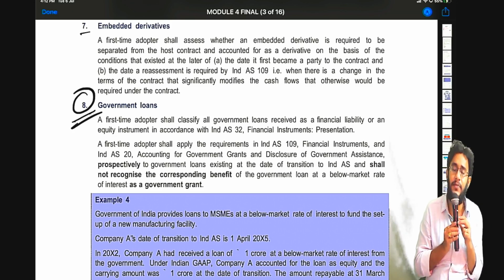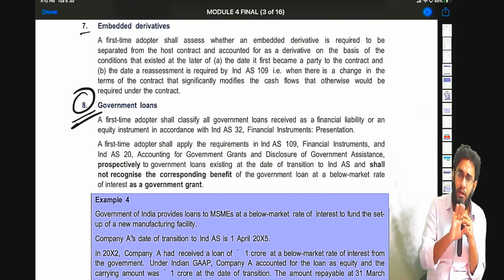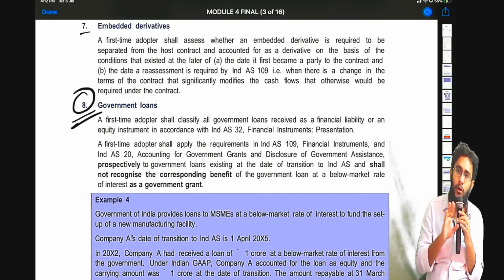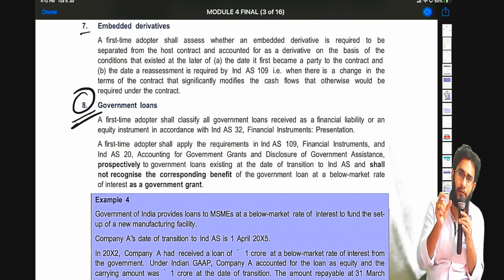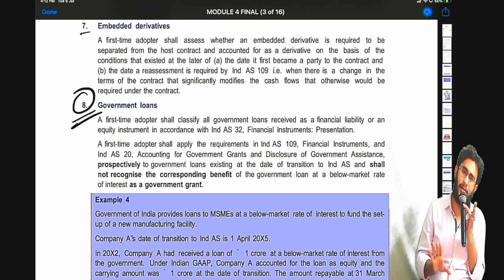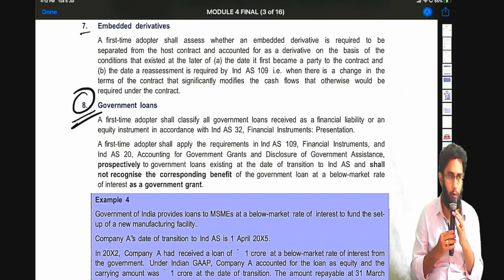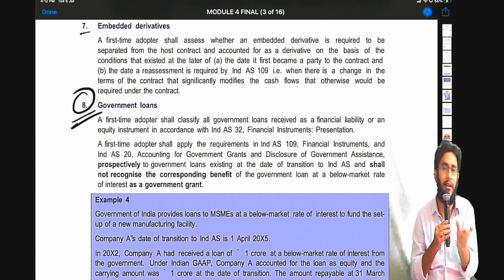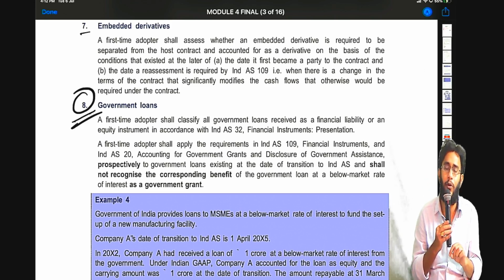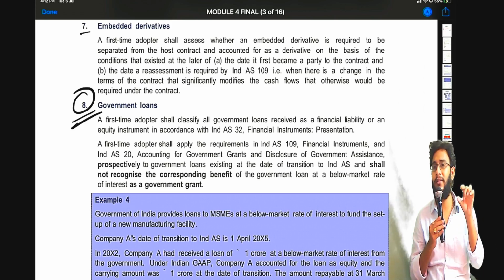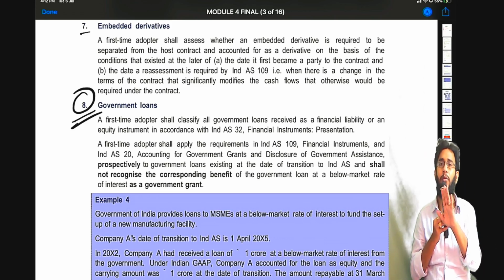The standard says, do not do any retrospective effect and do not split. You need not identify the amount of government grant benefit and all. You have a loan in your balance sheet, let it be there like that. You are not going to split it into how much is the real loan, had I applied ACM, and how much is the government grant component in that. You need not split. So whatever Ind AS 20 requirements are there, you need not do.